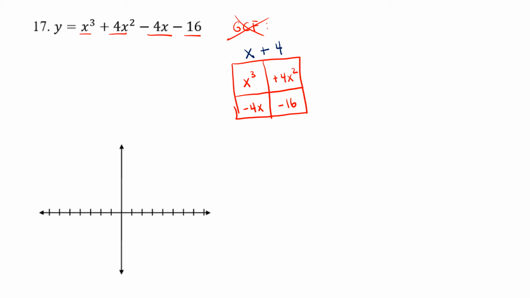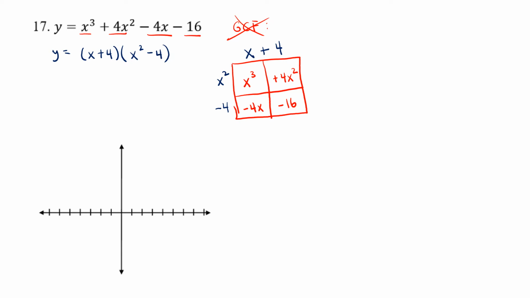Okay, now let's look at the rows. So that first row, x cubed and 4x squared, well, they both have x squared, so we can take an x squared out of both of them as a greatest common factor. And for that last one, negative 4x and negative 16, we can divide both of those by a 4. Specifically, it's going to be a negative 4 because that's a negative 4x right there. So what we just found was this expression here factors down into x plus 4 and then x squared minus 4.